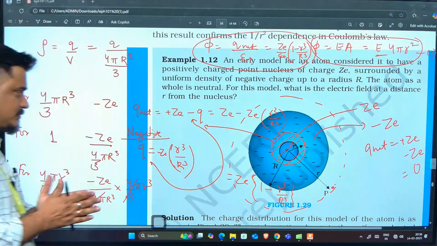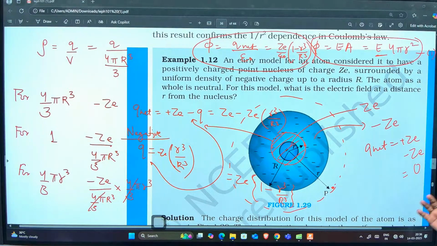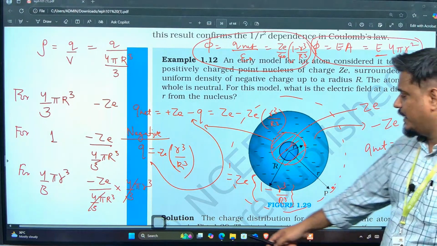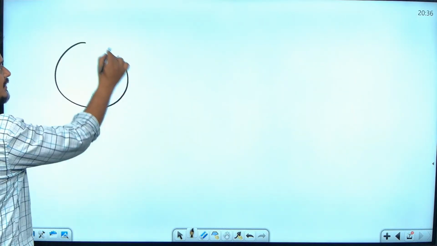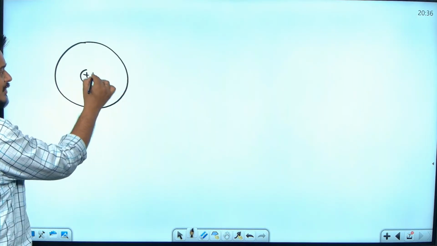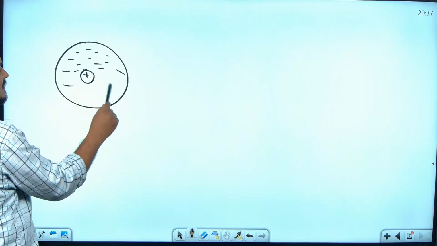Sir, can you repeat this again? This question, once again, you are asking me to tell you. Yes, sir. I will do it, and I will take my board. It is looking very complex here, too much happened in the board. So what I am going to do, I am going to draw an atom where the center is positively charged, okay, and then I am having negative charge distribution like this, right?